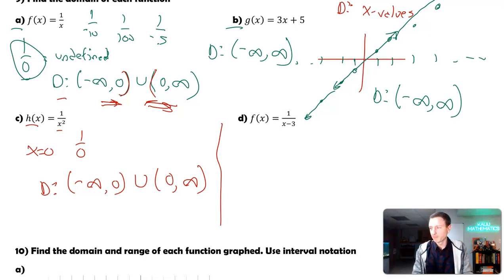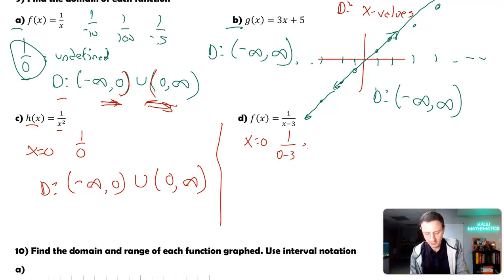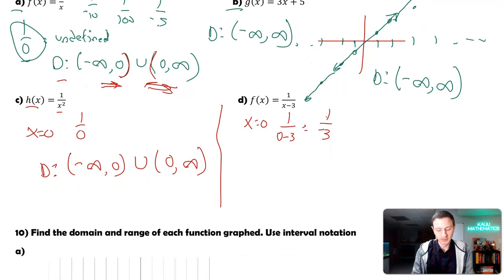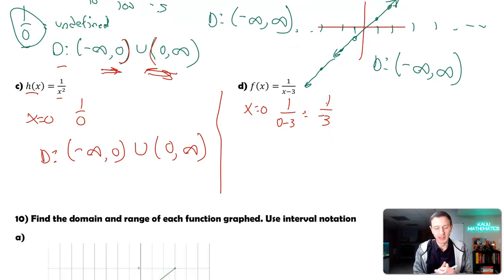Letter D is a little bit different though. 1 over x minus 3. Keeping that same discussion we just had with 0, if I were to plug in 0, look what happens here. I get 1 over 0 minus 3, 0 minus 3 is negative 3, 1 over negative 3. That's fine. So 0 works. Just think about, is there an x value that we could substitute in here that would cause a potential issue? Meaning, is there an x value that will make the denominator 0?